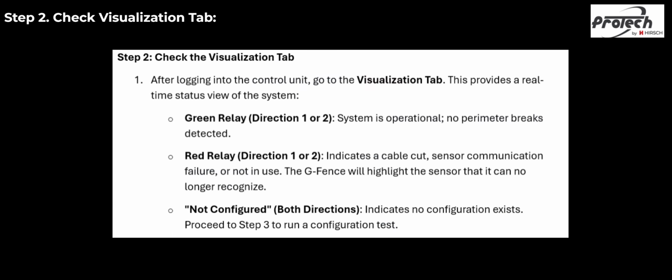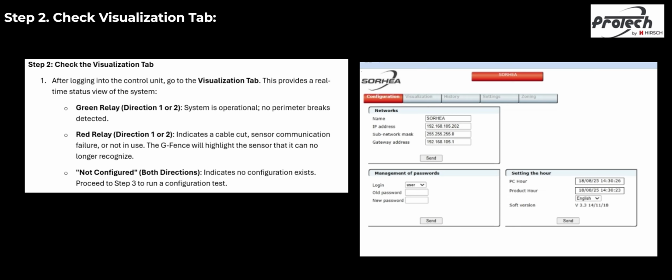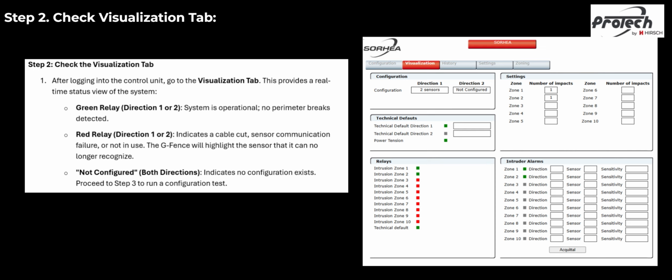Step 2. Check the Visualization tab. After logging into the control unit, go to the Visualization tab. This provides a real-time status view of the system. We can confirm the total amount of sensors that exist. On direction 1, there is a total of 2 sensors. On direction 2, it is not configured.